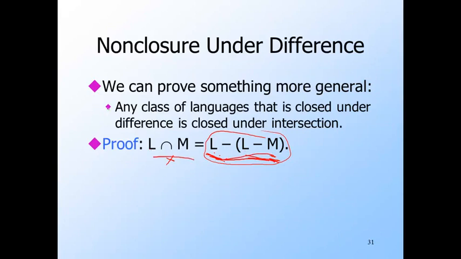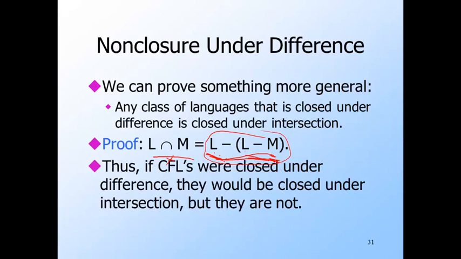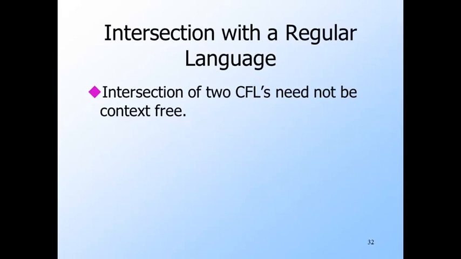Now, suppose the class of context-free languages were closed under difference, and L and M are context-free languages. Then L minus M would be context-free, and so would this guy, L minus M. But we just proved that this expression is the same as L intersect M. Thus, context-free languages would be closed under intersection, but we know they're not, so we know they could not be closed under difference either. We know that the intersection of two context-free languages may not be a context-free language.